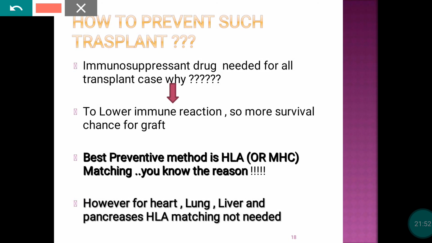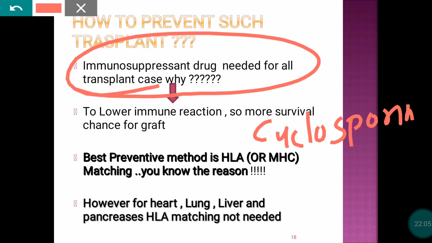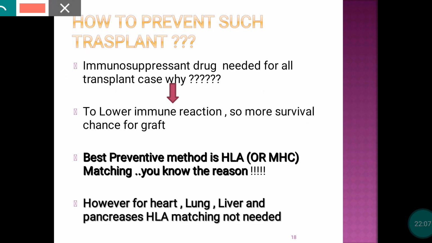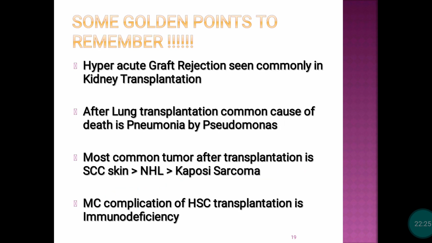But if it is not possible, then you can give an immunosuppressant drug to lower your immunity. One such drug is cyclosporine, that is commonly used. However, you have to remember that for the heart, lung, liver and the pancreas, HLA matching is not necessary. It is mainly needed for kidney, right? So in that way you can prevent the transplant rejection.